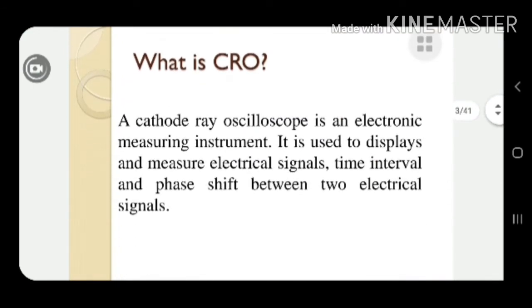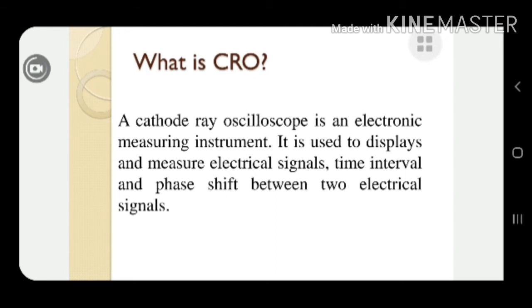So first we'll see what is CRO. CRO stands for cathode ray oscilloscope, and it's an electronic measuring instrument using which you can perform measurements on electrical signals like sine wave, square wave, sawtooth wave, any kind of electrical signal. You can measure all the electrical parameters of the electrical signals, and therefore it's an electronic measuring instrument. It not only performs measurements on electrical signals, it also displays those electrical signals on the screen. So it is used to display and measure electrical signals, time interval and phase shift between two electrical signals.